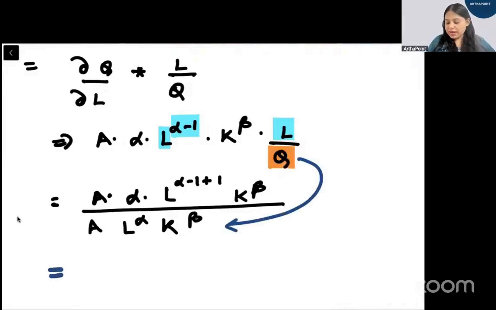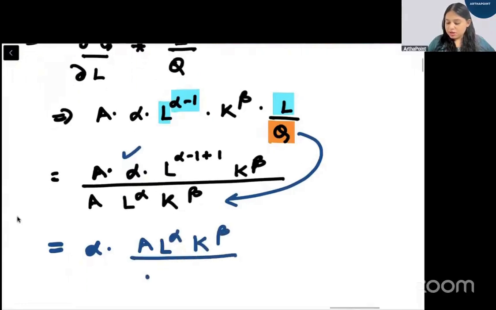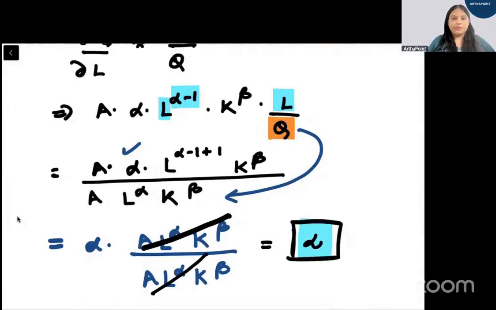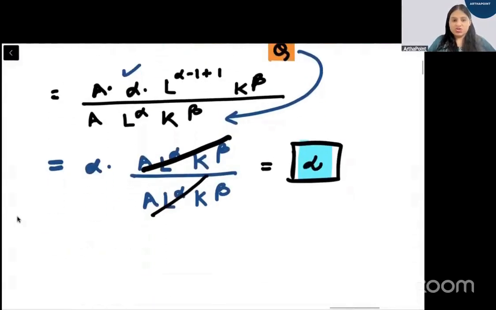So this will be alpha. ये मैं alpha बाहर ले रही हूँ. A L to the power alpha K to the power beta upon A L to the power alpha K to the power beta, and this will cancel. So I will be left with alpha, right? So we can say that the output elasticity with respect to labor is alpha.